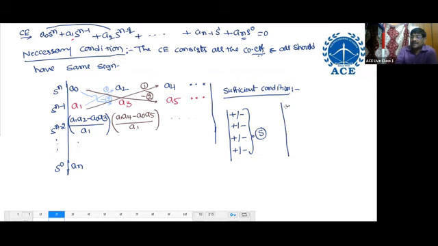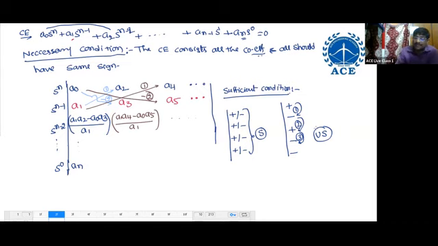In case any sign change occurs, for example here, plus 2, minus 1, minus 2, plus 2, again plus 2, minus 3. That means 3 sign changes. The system is unstable. If any sign change occurs, we can say the system is unstable.